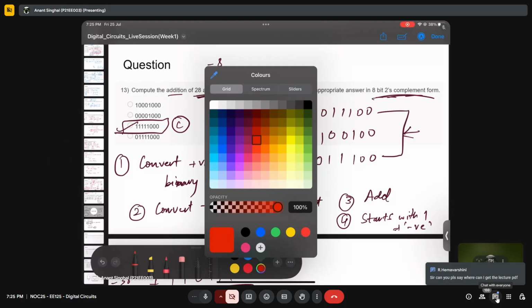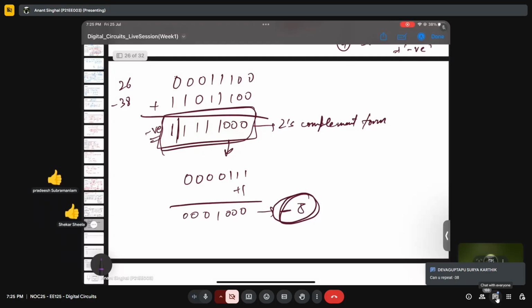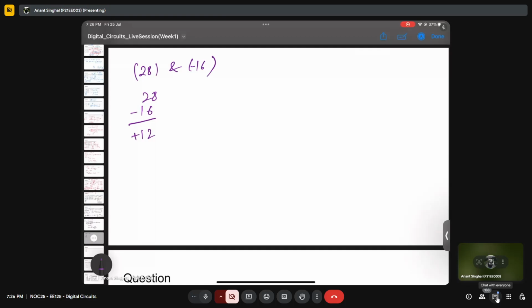Okay, so similarly, just to have more clarity, let's say the question was something like 28 and minus 16. We know 28 and minus 16 is nothing but 12, right? Plus 12. So if you wanted to see that overflow that you were asking for, this is the example of that.